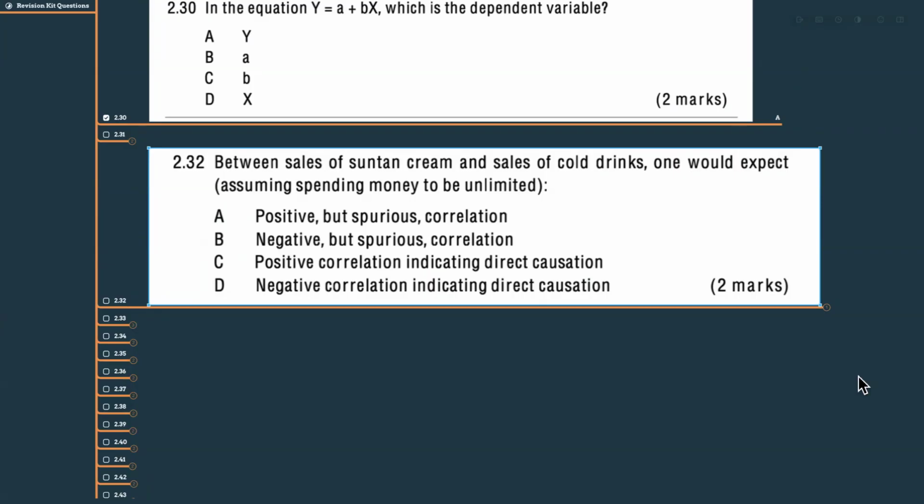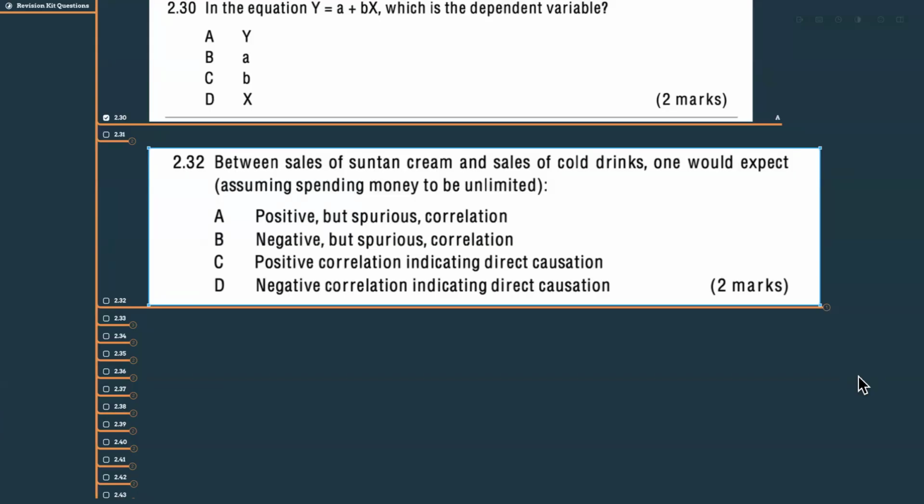Right. The question is, what kind of correlation exists between these suntan cream sales and cold drink sales? Assuming people have unlimited money, it means if people don't worry about money, will the sales of suntan cream and cold drinks increase together or oppositely? Does one cause the other? Or are they just related for another reason?